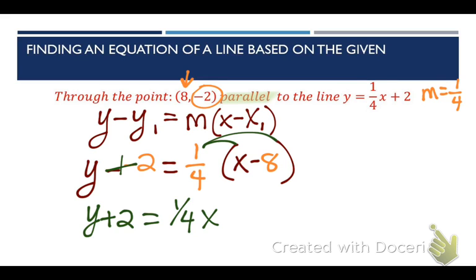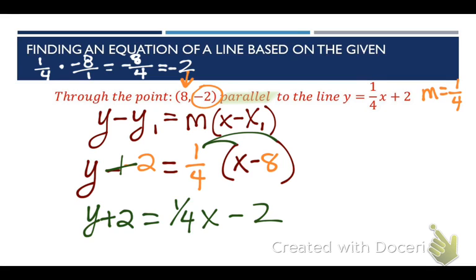1/4 times negative 8. I'm going to do it up here again. 1/4 times negative 8. What number goes on the bottom? 1. You're super close. What is 1 times negative 8? Negative 8. What's 4 times 1? 4. What is negative 8 divided by 4? Negative 2. Don't forget that negative, okay? So when we distribute, we'll get negative 2.